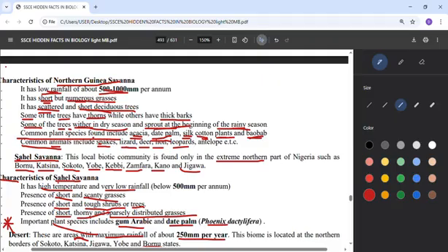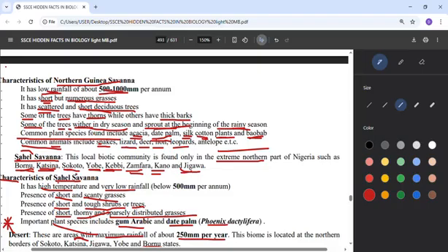So since savanna is grassland and that's where lion is found, then Sahel, from the word hellfire, it will be very hot. So this biotic community is found only in the extreme northern parts of Nigeria, the places that are very hot, like Borno is number one, then Katsina, and then Sokoto. So all these are extreme northern parts. You can also see Yobe, Kebbi, Zamfara, Kano, Jigawa.